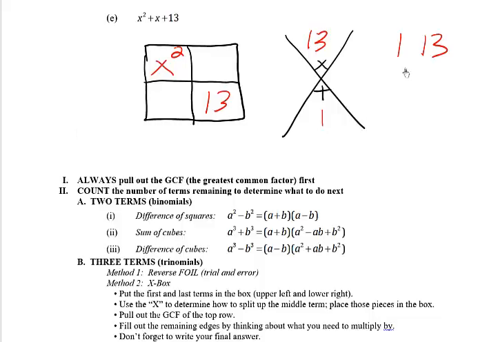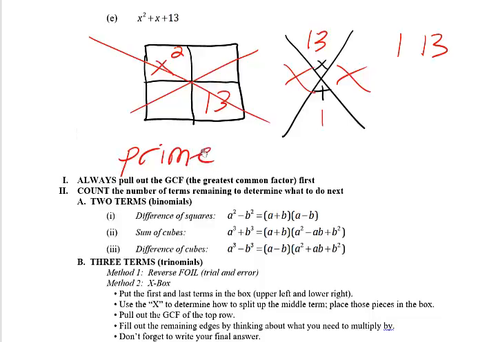What does that mean? It means it's impossible. I cannot find 2 numbers that multiply together to 13 but add up to 1. That means you cannot fill out this x, and it means you cannot fill out this box. What do you conclude then? You conclude that this polynomial must be prime. If you go to use the Xbox method and it is impossible, that is a tip-off that your trinomial is prime.